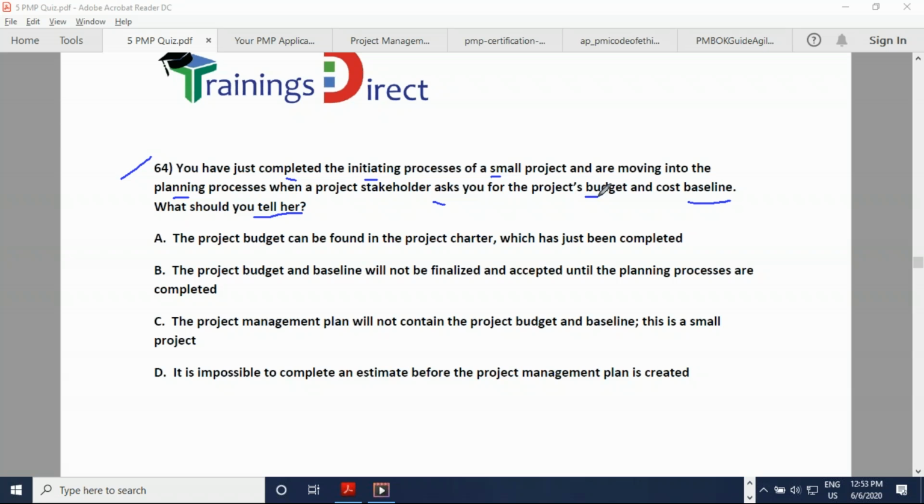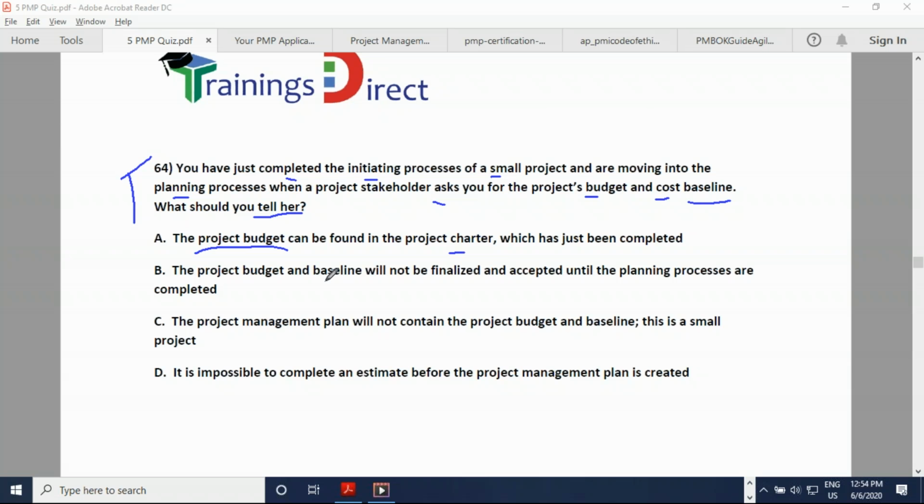Baseline means an approved budget and an approved cost, and also we have approved scope. That's the three baselines. Initiating is completed and we are just moving into the planning processes. So planning has not been completed yet, which means the baseline will not be ready, isn't it? We are still too early to ask for a baseline. So we need to interpret this first. The project budget can be found in the project charter, which has just been completed. Of course, we can see an estimate in the project charter, but this is not the finalized project budget yet. It has to be detailed.